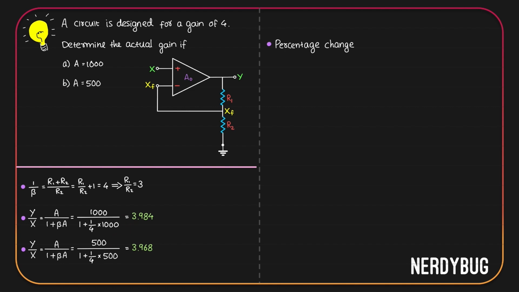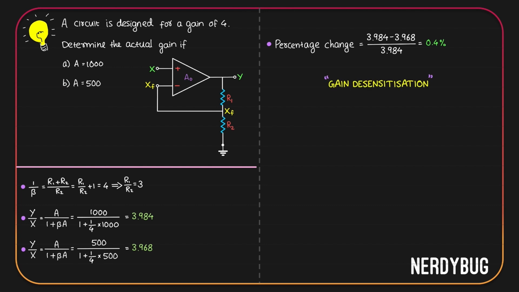The percentage change will be 3.984 minus 3.968 divided by 3.984 multiplied by 100%, and this comes out to be 0.4%. Did you get it? Open loop gain went from 1000 to 500. That is a 50% change. How much did the closed loop gain change? Just 0.4%. This shows us how stable a negative feedback makes the gain.